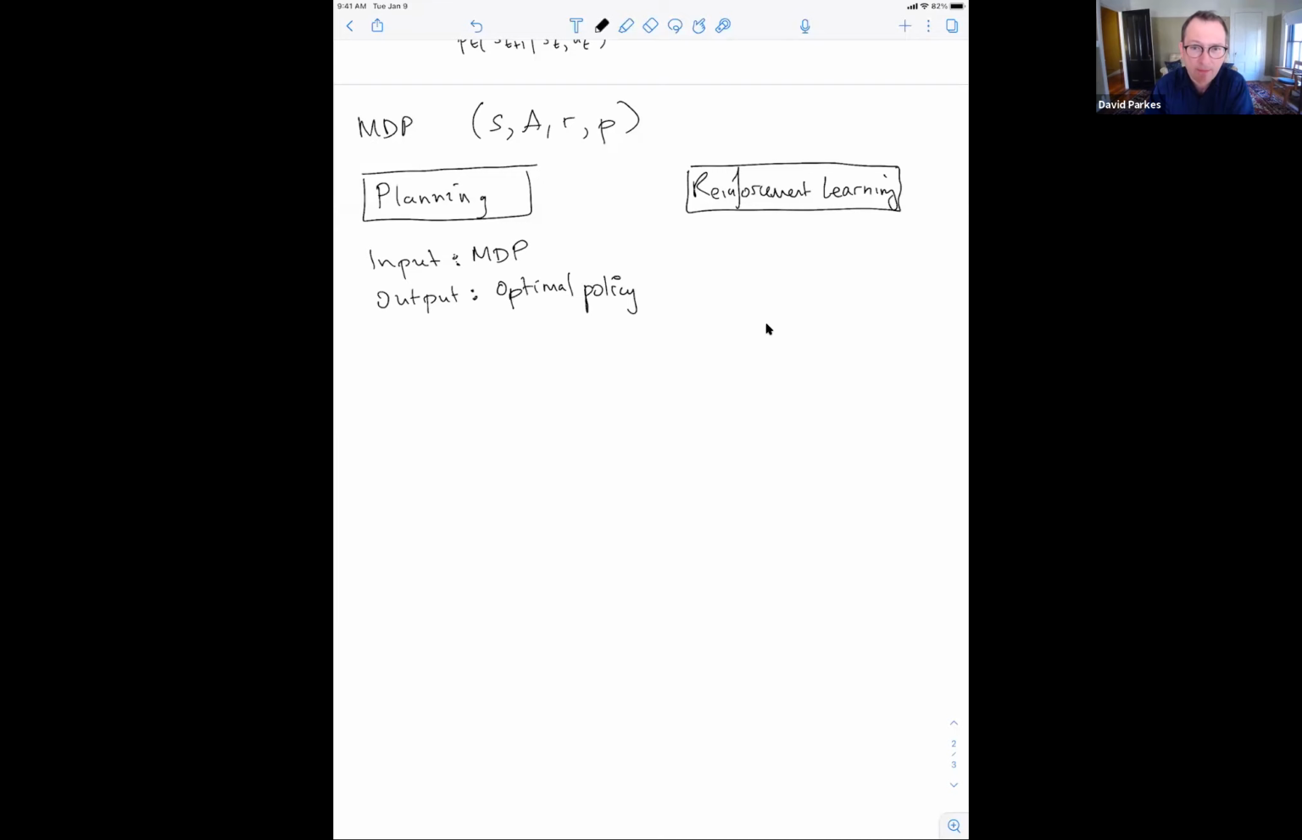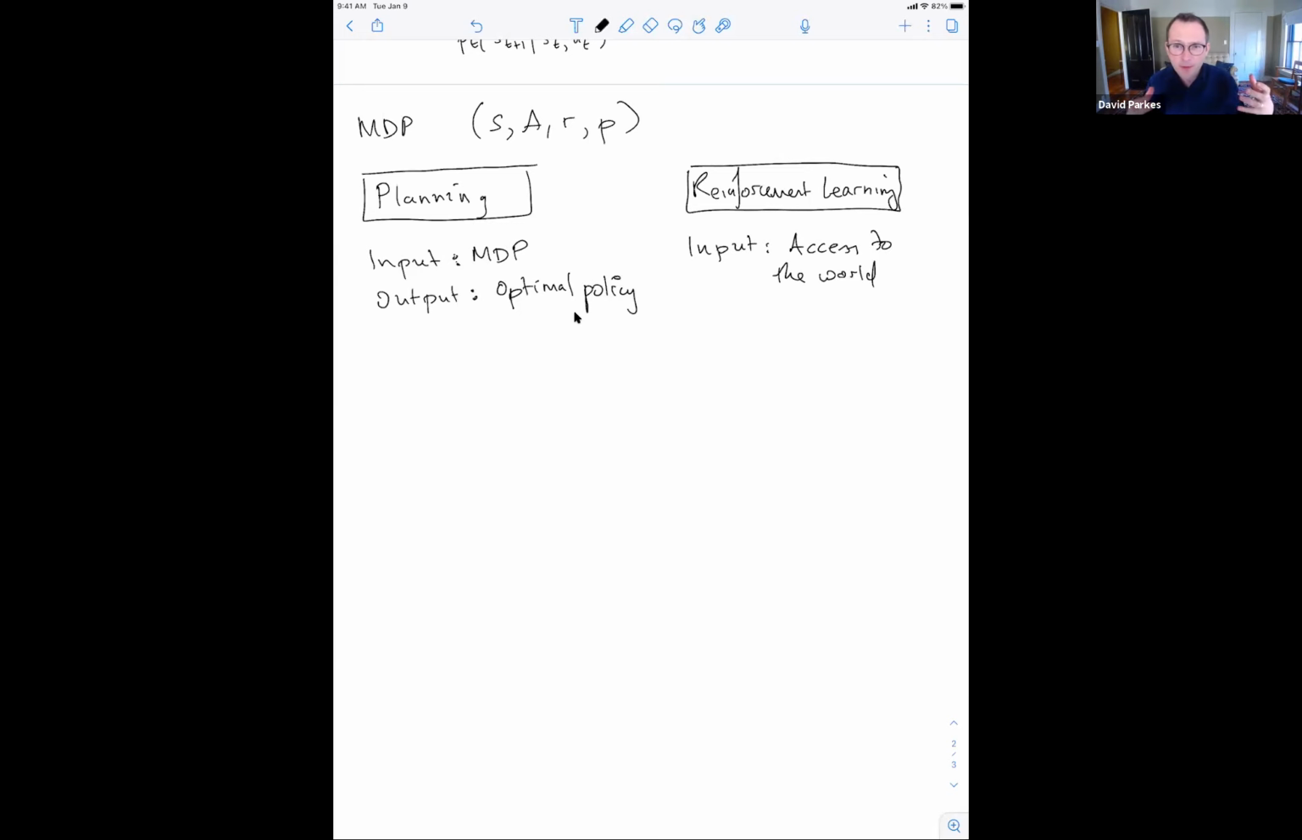When things are discrete, it means that I can describe the reward function and the transition model easily. So my input is easy to describe. And then you have a well-defined computational problem. Okay, here's the input, S, A, R, and P. Go ahead and compute the optimal policy. That's the planning problem. The reinforcement learning problem is the input is access to the world.